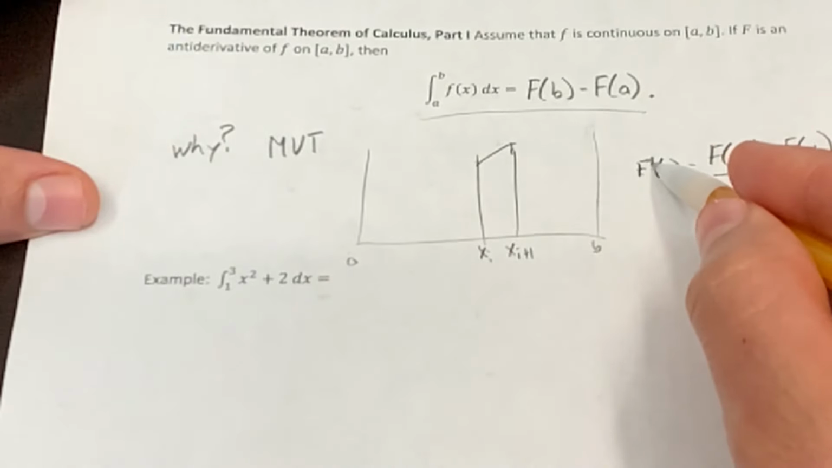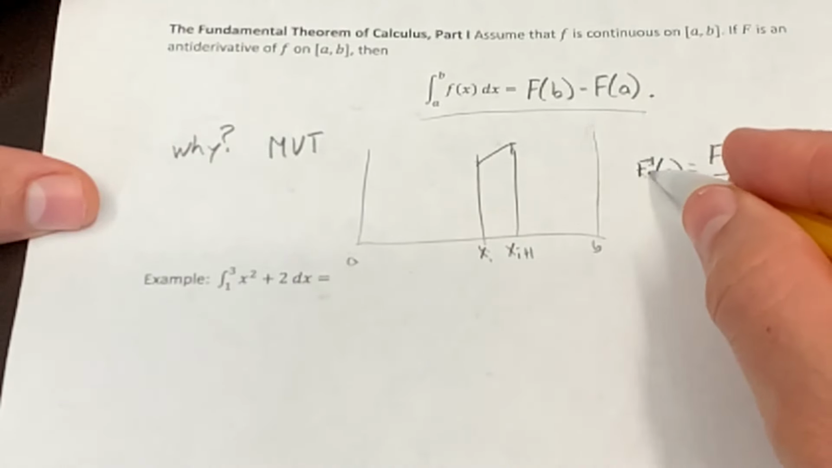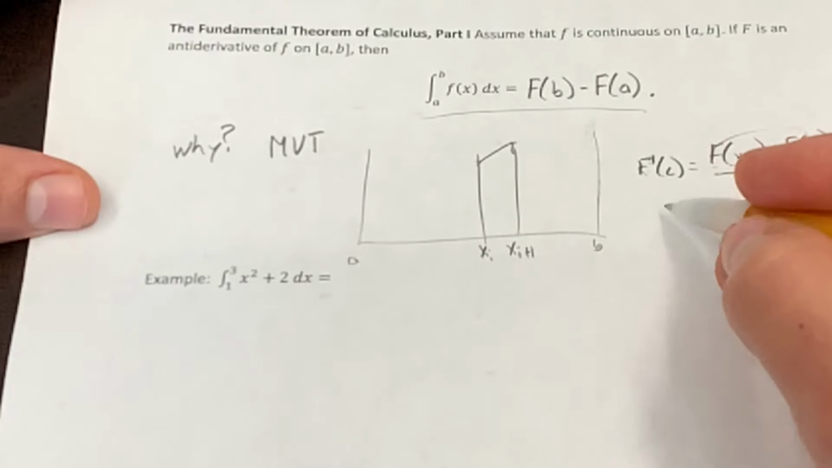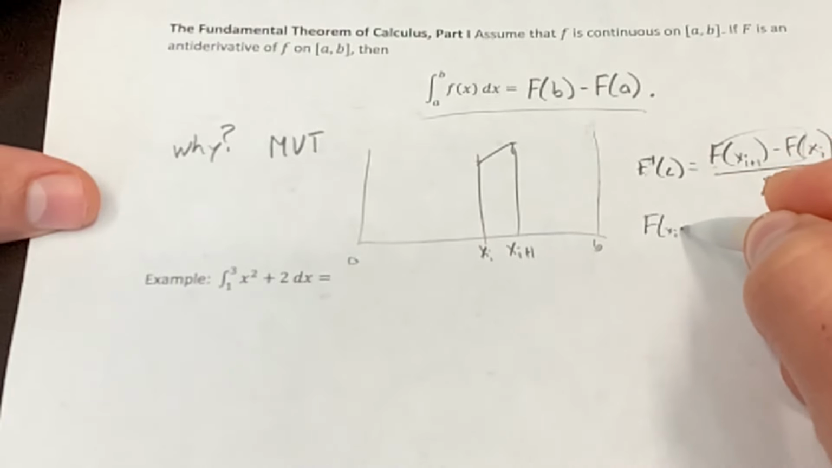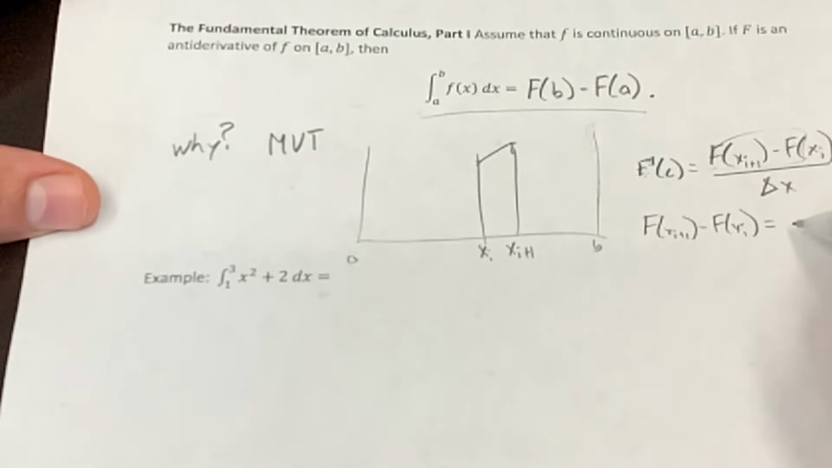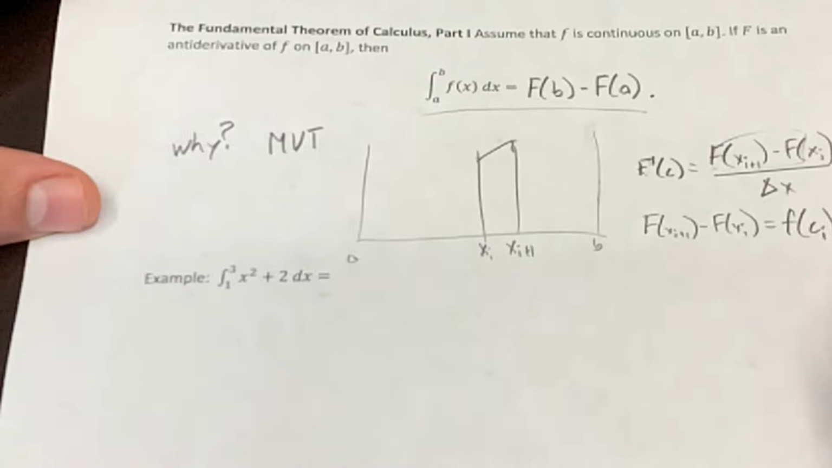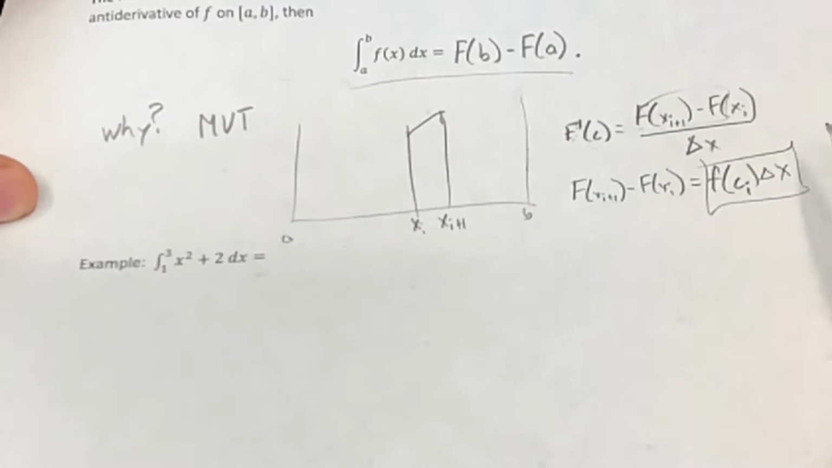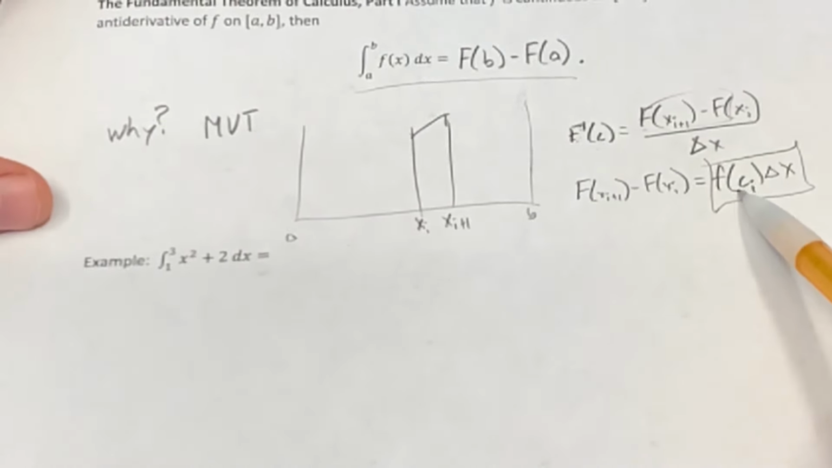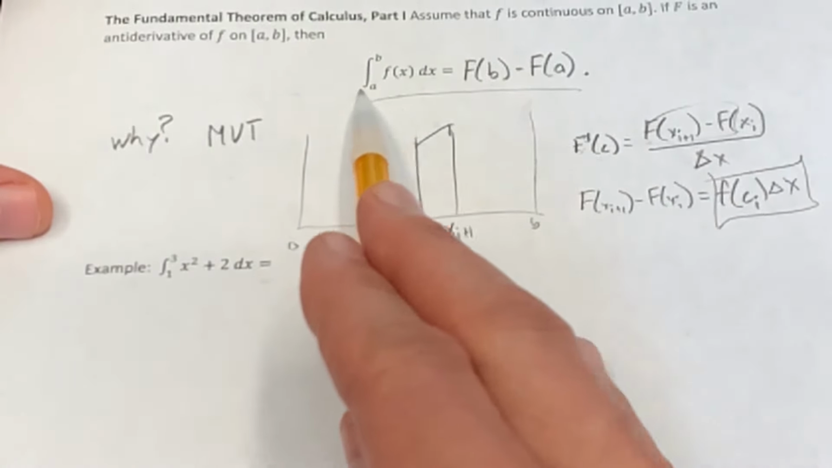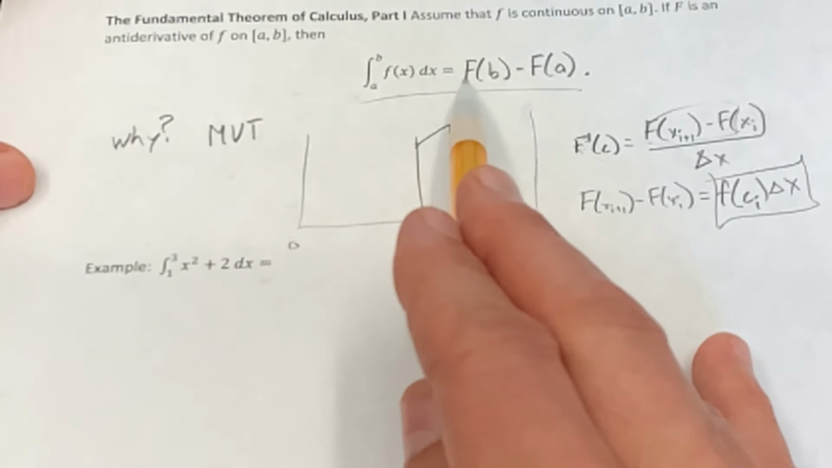Well, think about that. What is the derivative of capital F? That is actually lowercase f. So really what we're saying here is that this difference, F of x_{i+1} minus F of x_i, equals lowercase f of c_i, some c in that interval, times delta x. And if you go back and look at the definition of the definite integral, you are summing more and more of these to get to that piece. So that's perhaps a sense of why this is true.